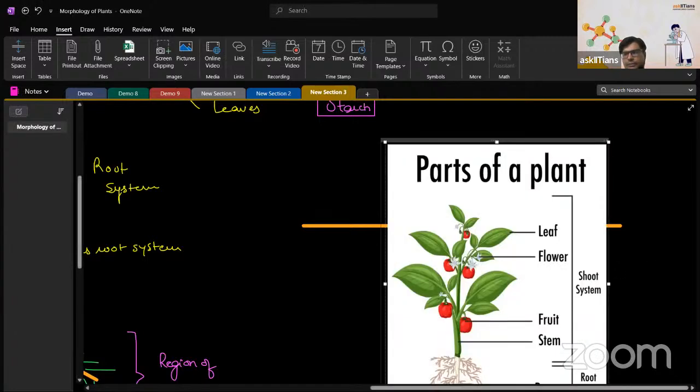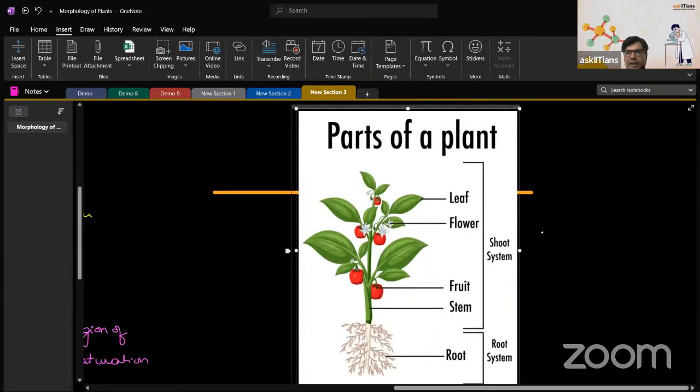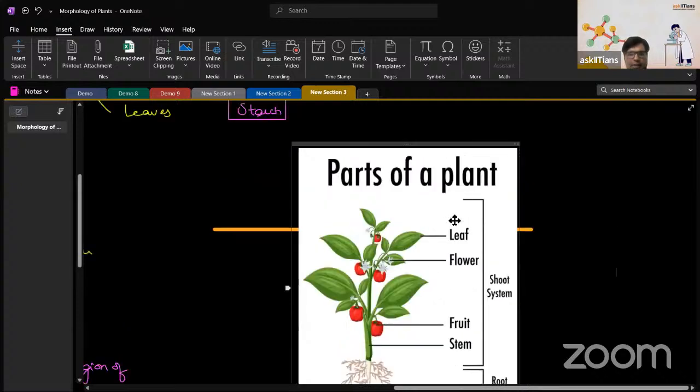Okay, so we have a plant here, right? So the issue is again the plants that grow in such habitats.